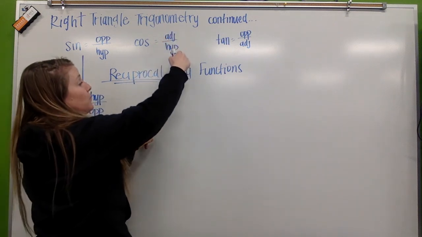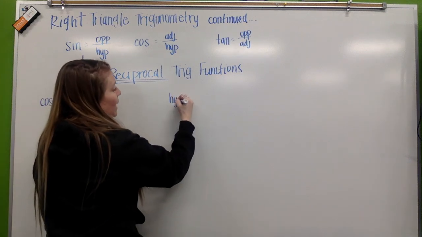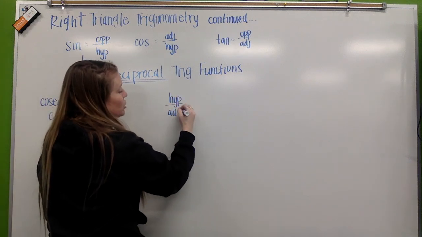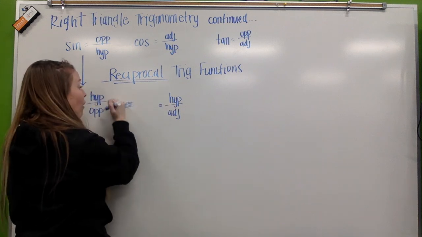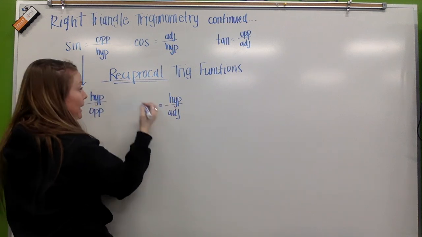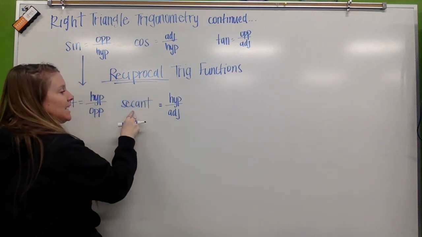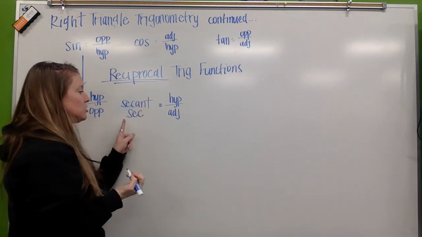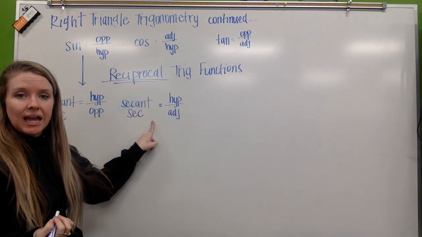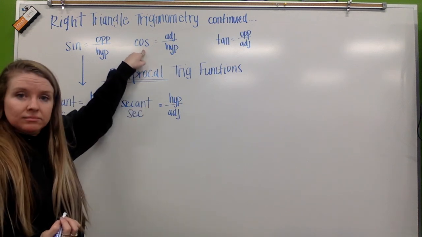Okay? And all it is is the reciprocal of sine. We're going to do the same thing for cosine. We're going to take adjacent over hypotenuse, and make that hypotenuse over adjacent, and we're going to call it cosecant. Oh, wow, we just did cosecant. I mean secant. Secant is the reciprocal of cosine, and we're going to shorten that to SEC, secant. Secant is the reciprocal of cosine.